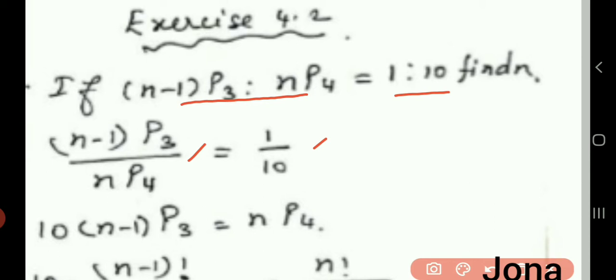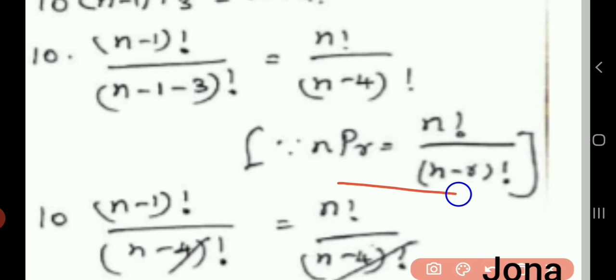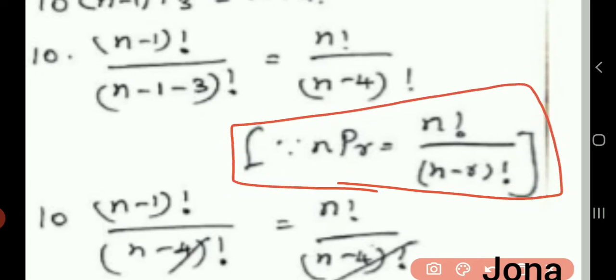I want to cross multiply here. So 10 into (n minus 1)P3 and nP4 into 1. So I got 10 into (n minus 1)P3 equal to nP4. And then I can write this (n minus 1)P3 using the formula: nPr equal to n factorial divided by (n minus r) factorial.